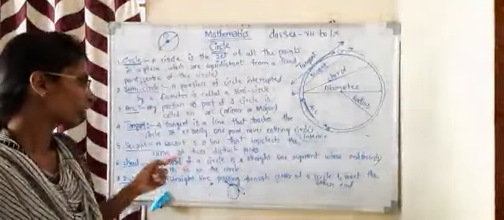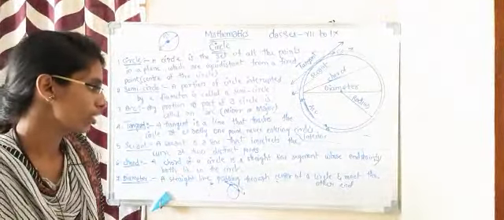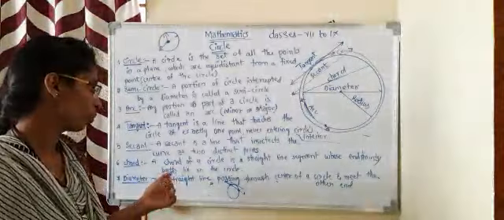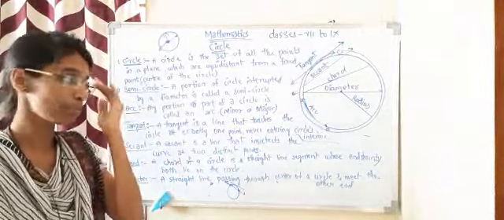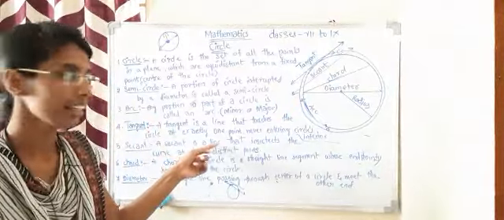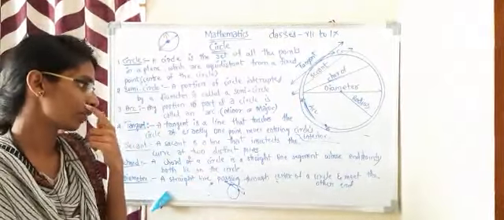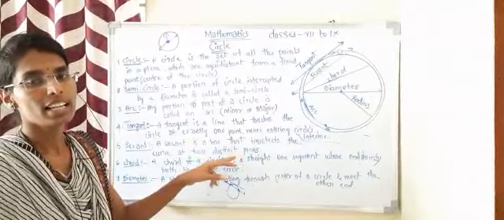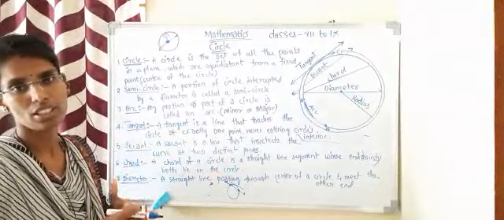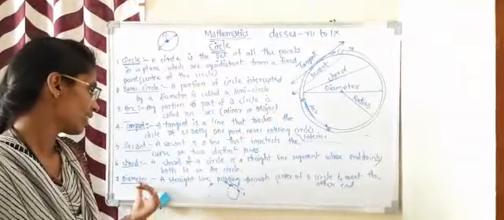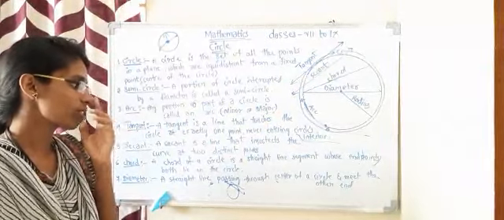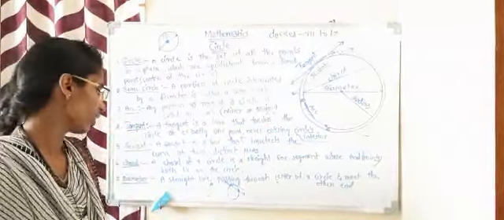Next, chord. A chord of a circle is a straight line segment whose endpoints both lie on the circle. A chord is a line segment, while a secant is a line. A line is something which goes on, and a line segment is something which is limited and touches both sides. Diameter: a straight line passing through the center of the circle and meeting the other end.